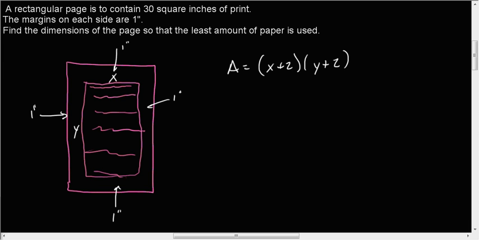Now for our secondary equation, we're going to be doing something a little bit different here. And so let's grab a different color. Now this is our primary. Let's go ahead and mark that as our primary. This is the one that we're going to be taking the derivative of and maximizing, minimizing, that sort of thing. Okay, now for our secondary, we do know something about the area of the print. The area of the print is equal to 30 square inches.